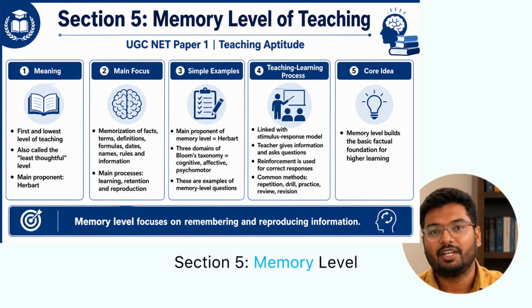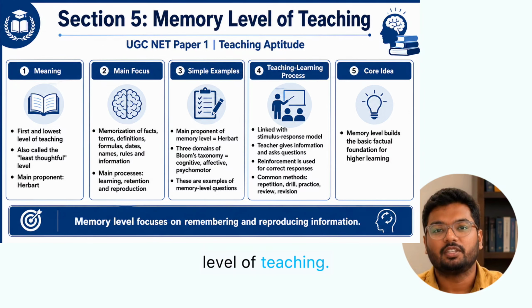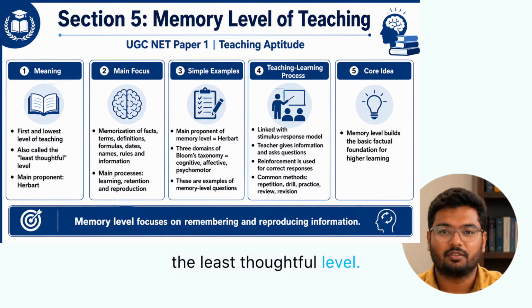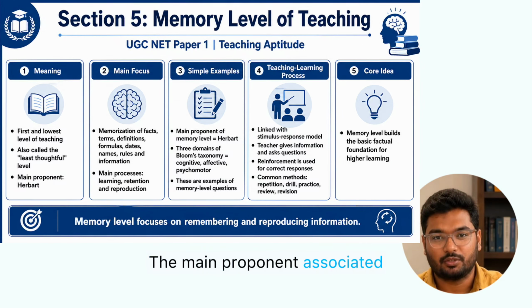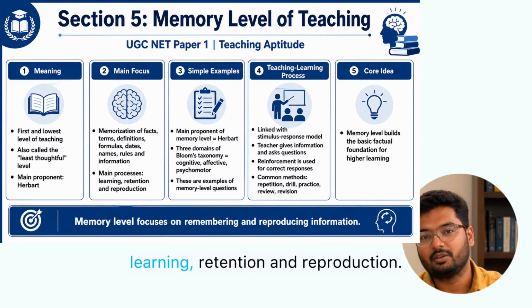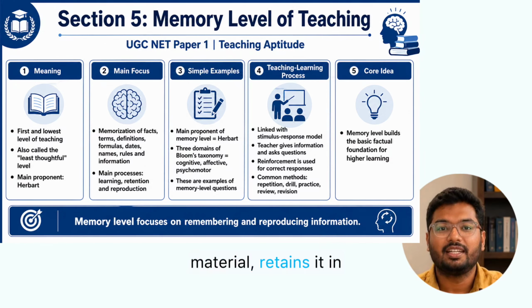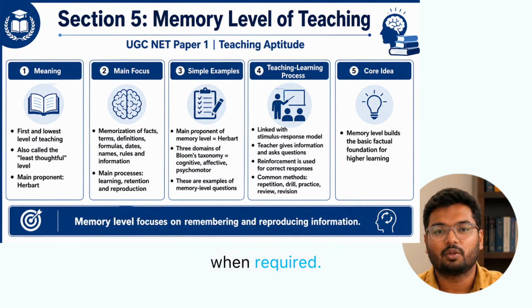Section 5. Memory level of teaching. The memory level of teaching is the first and lowest level of teaching. It is also called the least thoughtful level. The main proponent associated with this level is Herbart. At this level, the learner mainly memorizes facts, terms, definitions, formulas, dates, names, rules, and information. The main processes are learning, retention, and reproduction. The student learns the material, retains it in memory, and reproduces it when required.